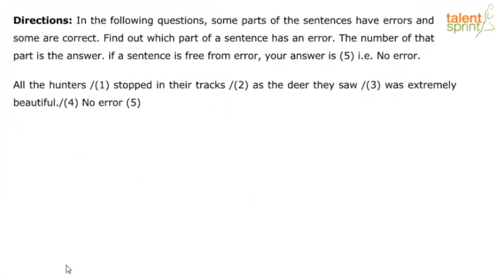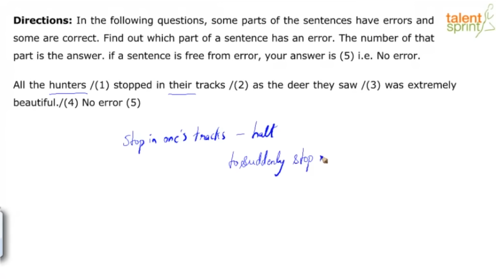Simple. Moving on. All the hunters stopped in their tracks as the deer they saw was extremely beautiful. Do you think there's any error? Okay, some of you are saying part 3. So let's go part by part again. All the hunters, so we're talking about more than one hunter, which means plural subject, stopped in their tracks. So there is making reference to each of the hunters' tracks. So when you say somebody stopped in their tracks, what are you trying to say? To stop in one's tracks means to halt. They suddenly stopped moving. That's what it means.